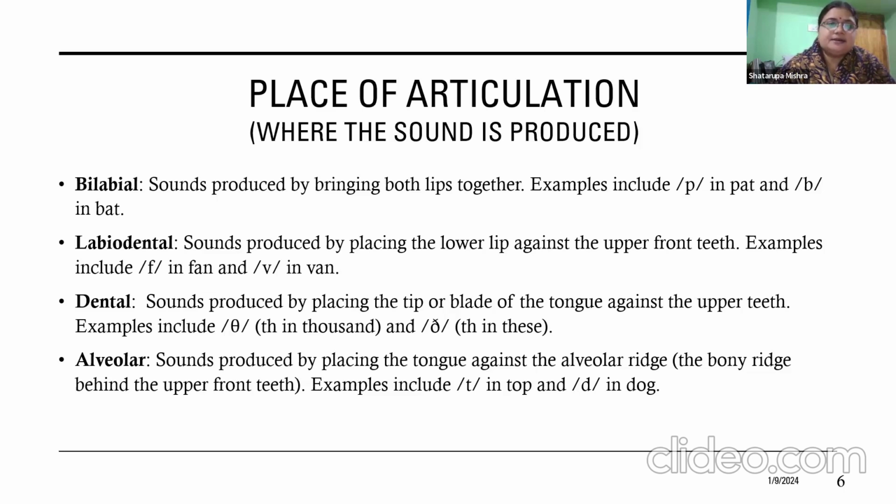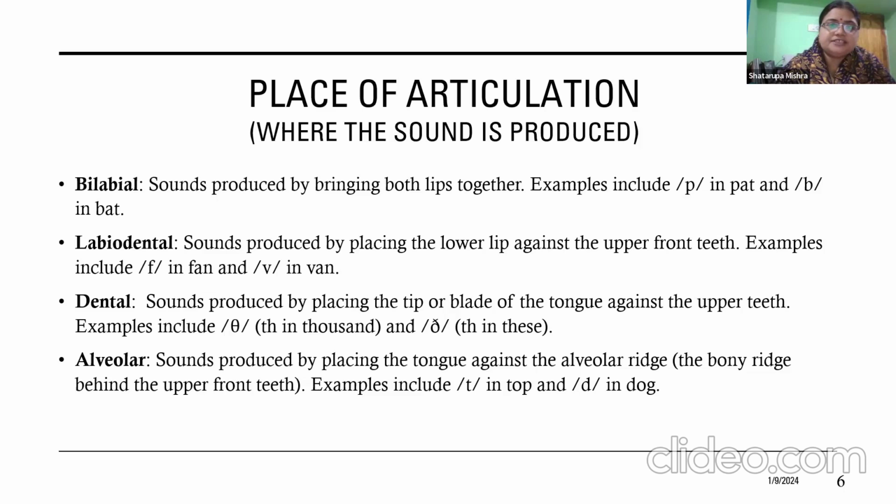These are labiodental sounds. Then dental sounds, which are produced by placing the tip or blade of the tongue against the upper teeth. Here no lips are involved, but only teeth. Examples include thousand and these. These are dental consonants, and you have specific symbols for them.